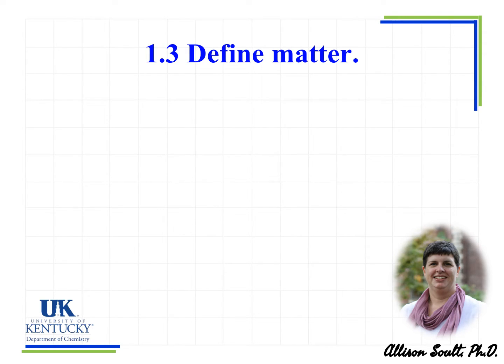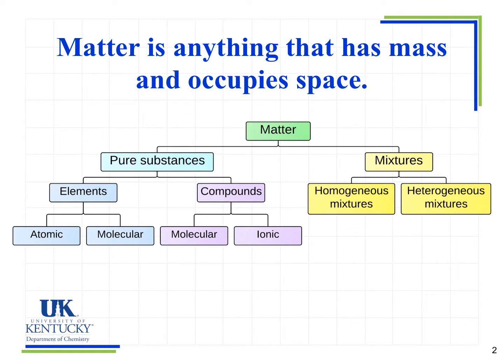In this lesson, we are going to define matter. The definition of matter is fairly simple: anything that has mass and occupies space, so everything around us. In this lesson, we will also look at how we can divide pure substances into elements and compounds. Later, we'll look at how we divide mixtures into homogeneous and heterogeneous mixtures.